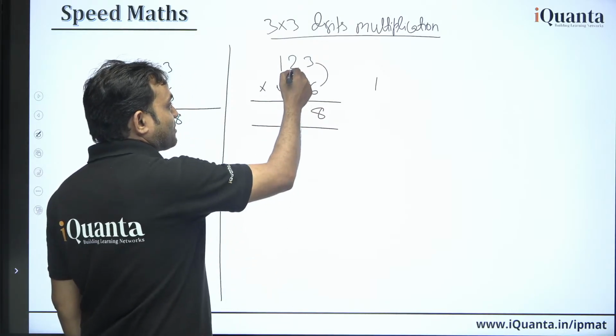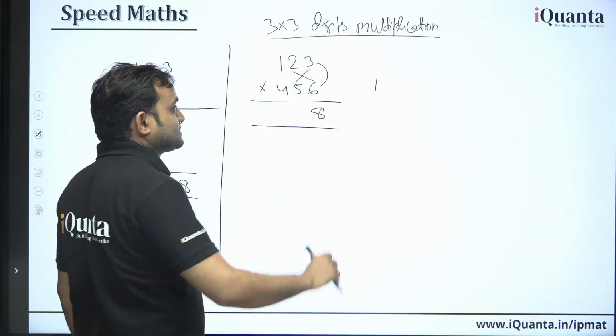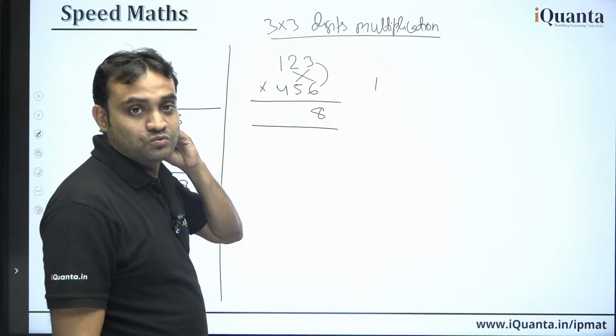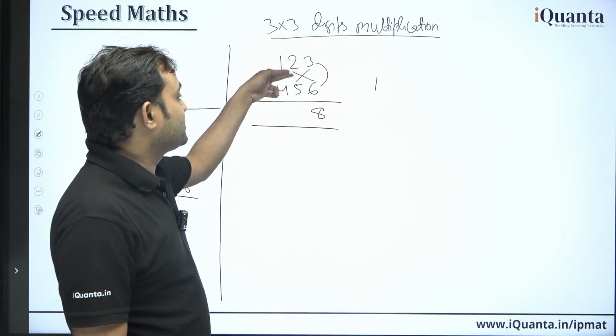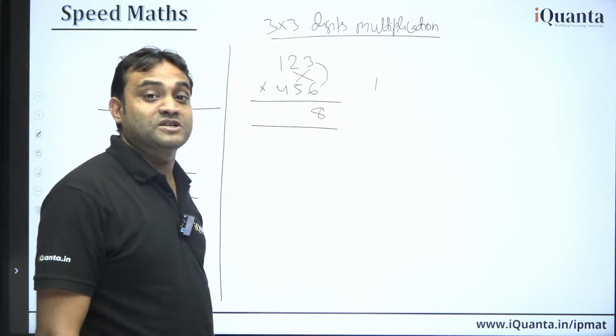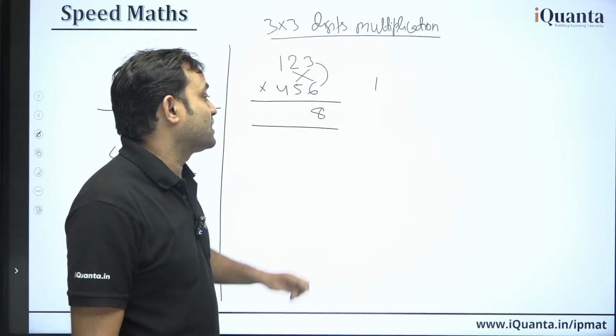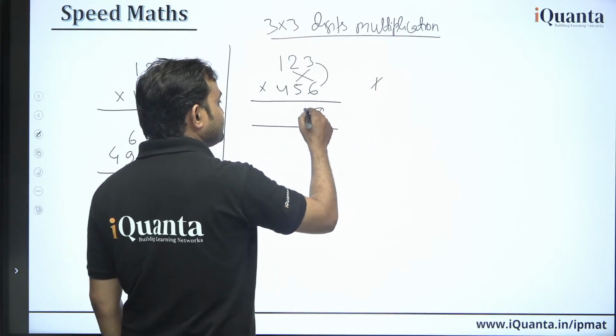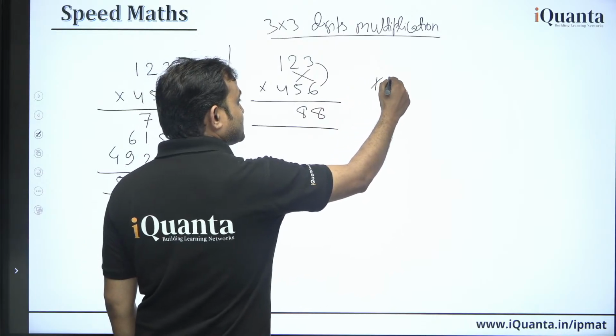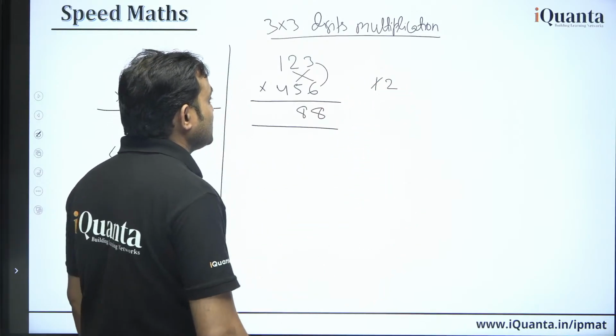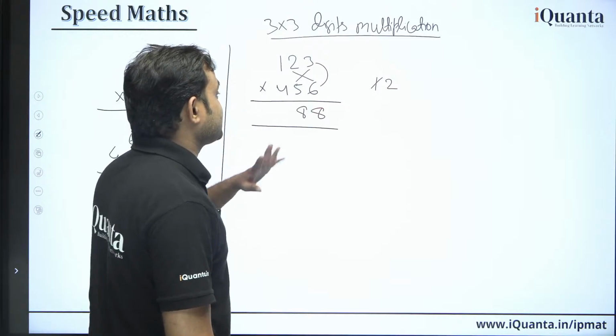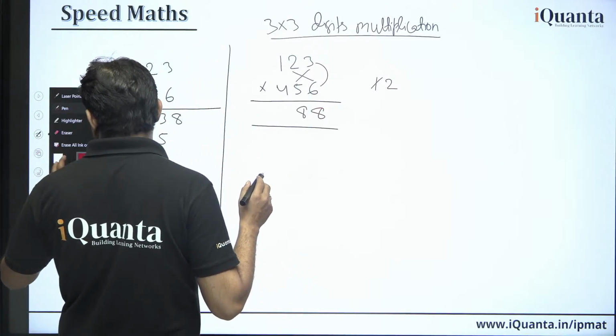Then we are going to multiply 2 into 2 like this. So 6 into 2 is 12, 3 into 5 is 15, 15 plus 12 is 27, plus 1 is 28. Now our carried forward is 2. Now take 3 digit into 3 digit multiplication. How do we take that?